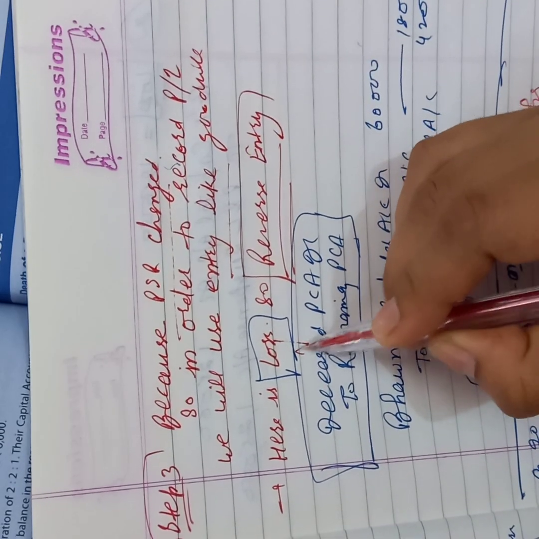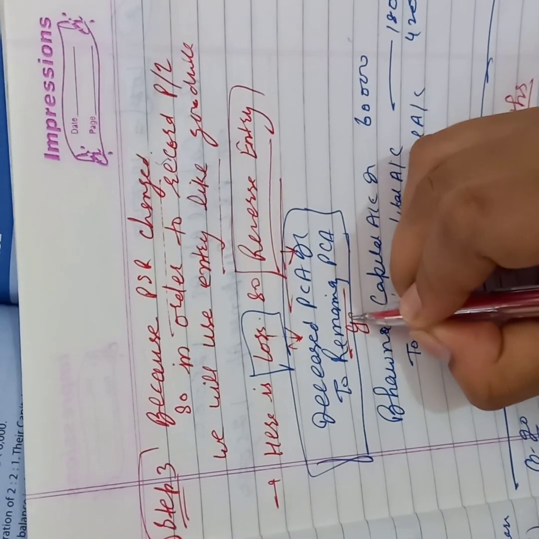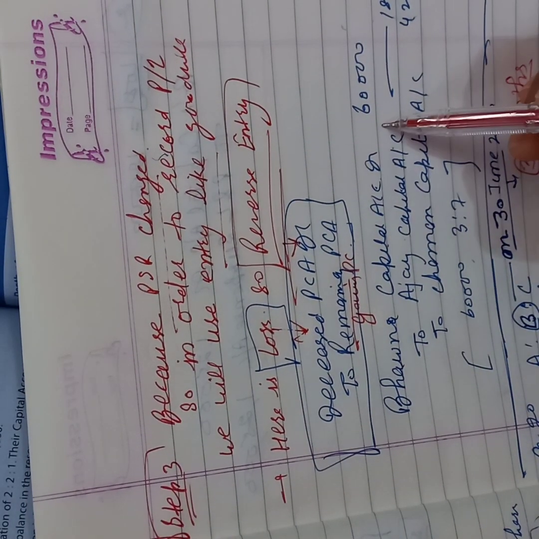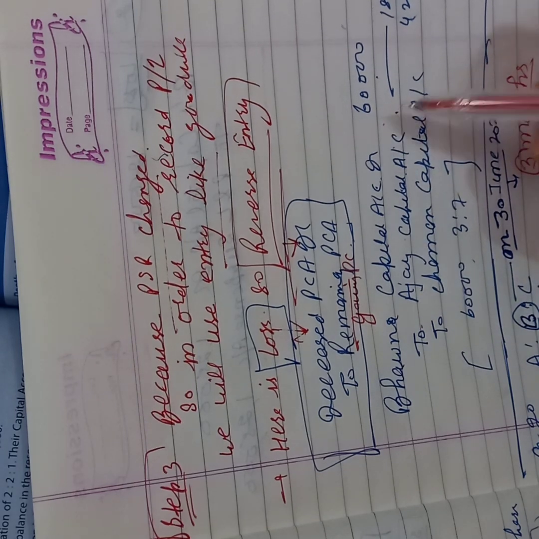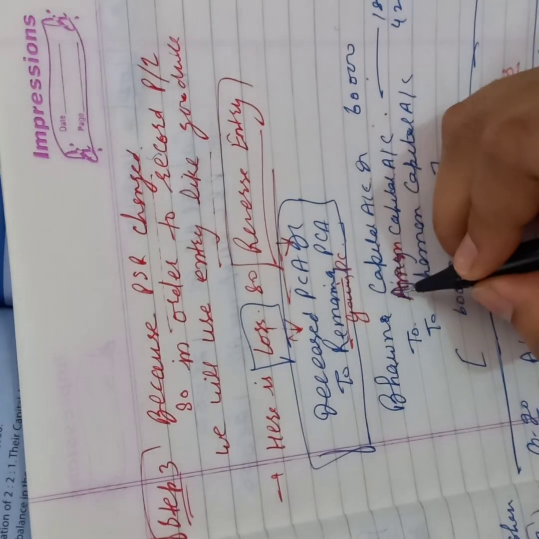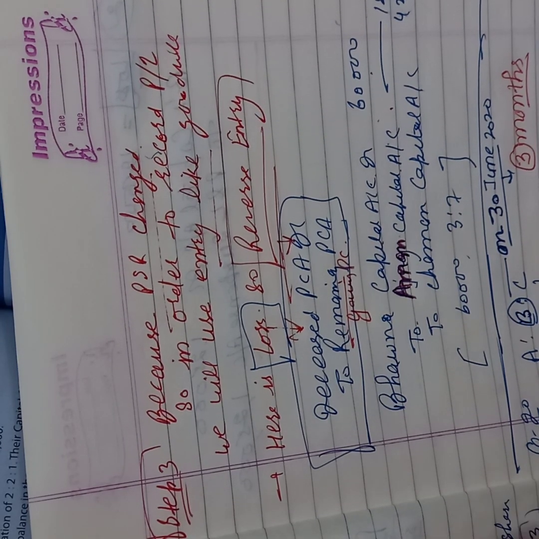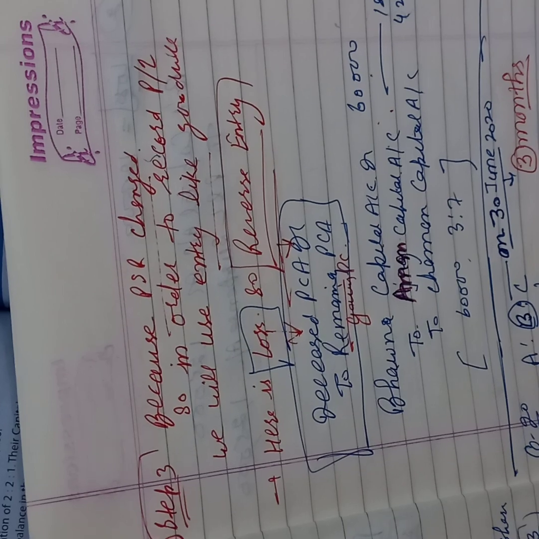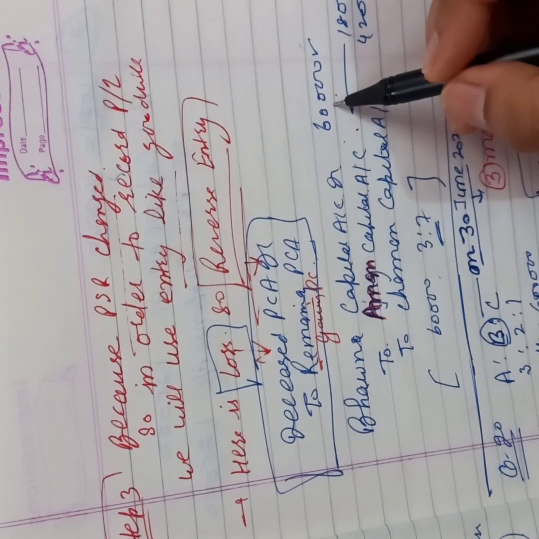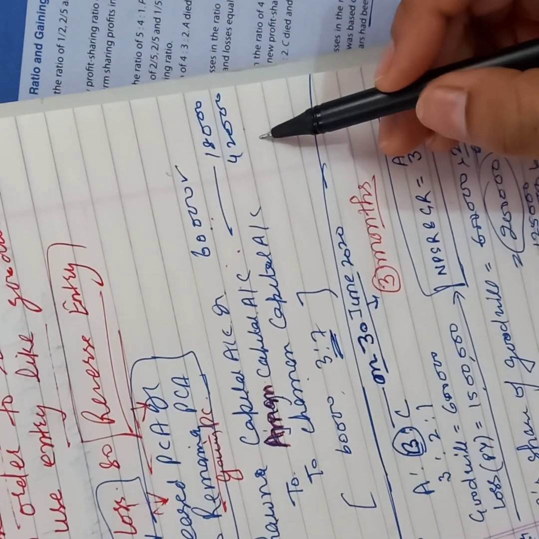If loss is there, the deceased partner's account should be debited, and the remaining or gaining partners' accounts will be credited. Means Bhavna capital account debit 60,000 to Aman capital account, to Chaman capital account, in ratio 3 to 7. So Bhavna's account will be debited 60,000 and this amount will be given to Aman and Chaman in ratio 3 to 7, 18,000 and 42,000.